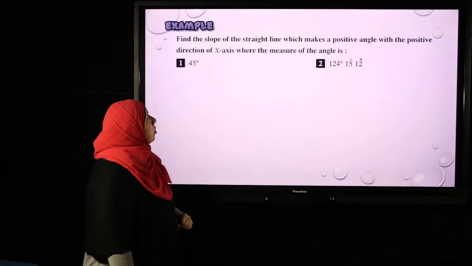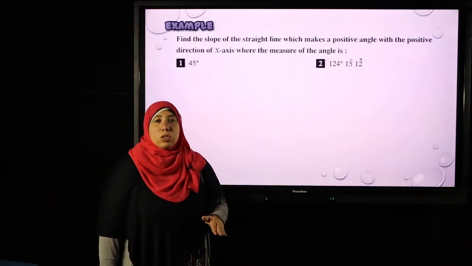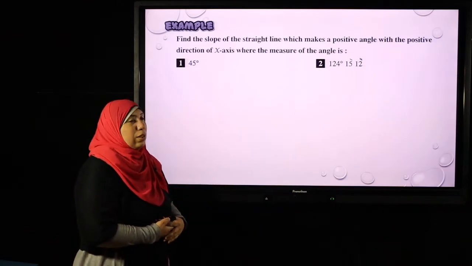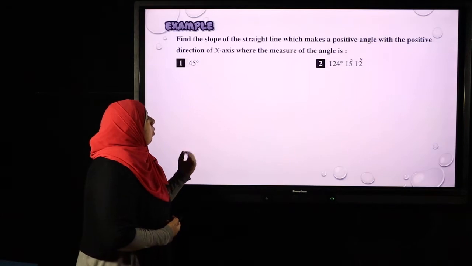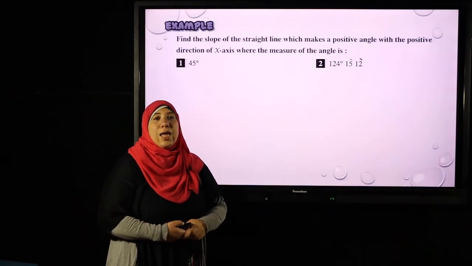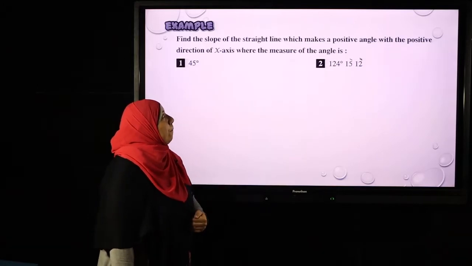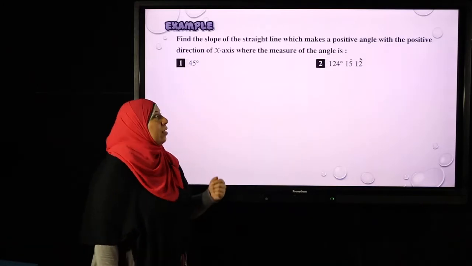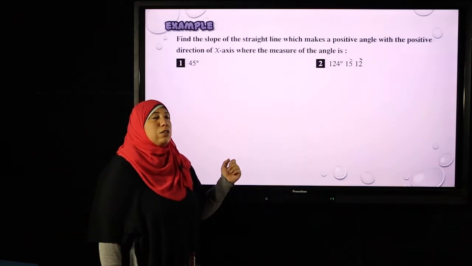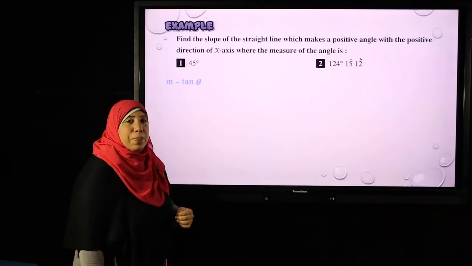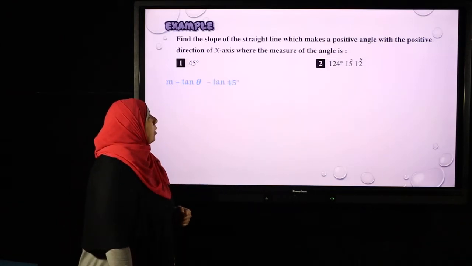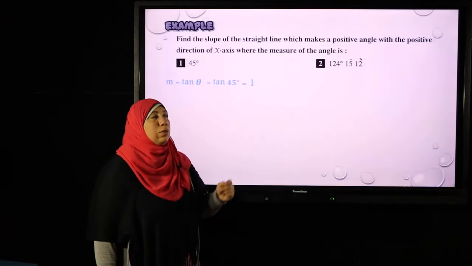For example, if he used the new rule we studied this year in trigonometry to calculate the slope of a straight line, if we know its angle, the angle made by this straight line and the positive direction of the x-axis. If this angle is 45, to calculate the slope here, we use the other rule, which is tan theta equals tan 45 equals 1.